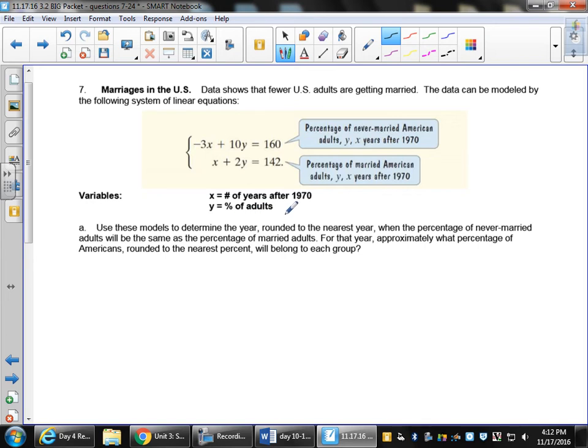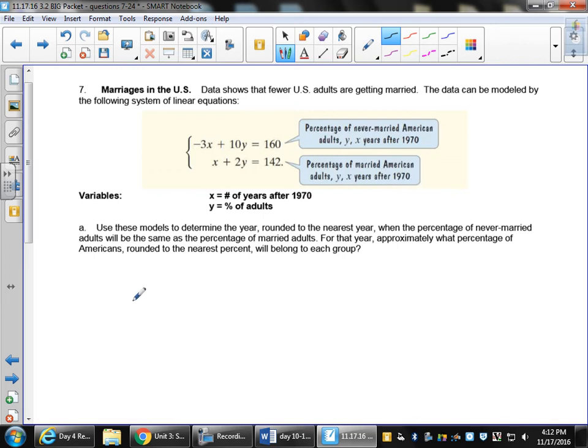the percentage of adults. So here in our top equation, negative 3x plus 10y equals 160, this little balloon tells me that this represents the percentage of never married American adults starting with 1970. So people who never got married are represented by this equation. And then x plus 2y equals 142 is the percentage of married American adults, so the percentage of people who are married, starting with a 0 year of 1970.